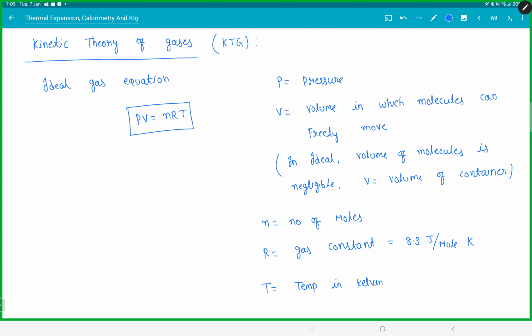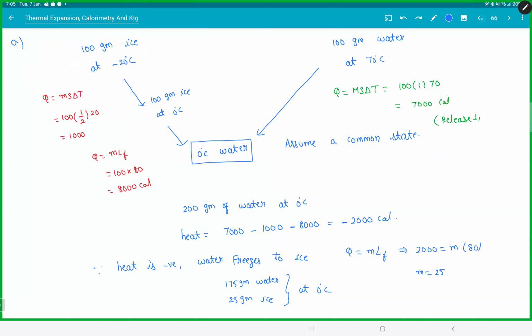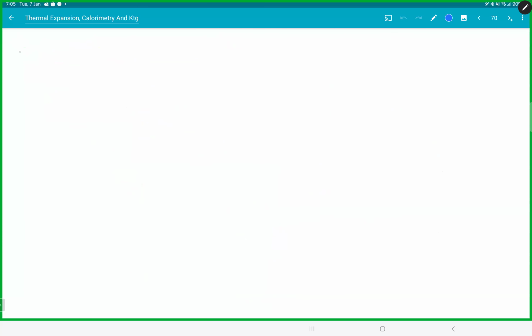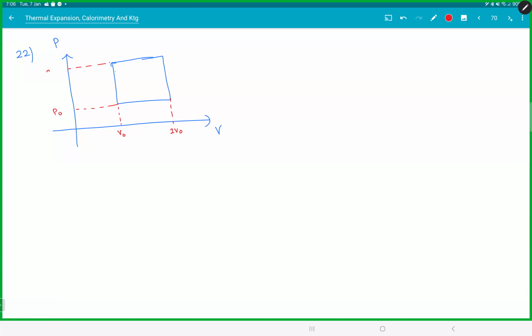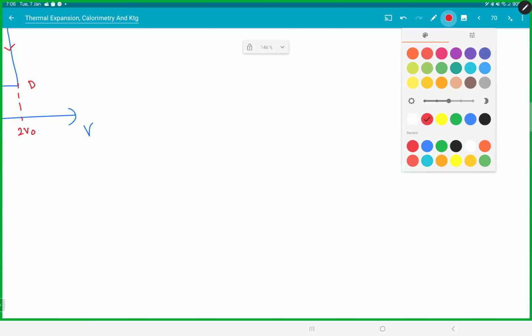Then let's see some question on this. That's it. We're just going to play with that one equation. The important thing is the graphs. So if you have a PV graph, V naught to V naught, P naught to P naught. This point is A, B, C, and D. So it's like a kind of like a square.